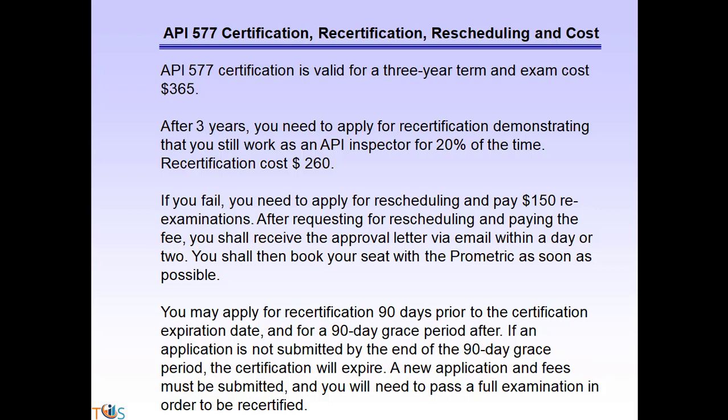After requesting rescheduling and paying the fee, you shall receive the approval letter via email within a day or two. You shall then book your seat with Prometric as soon as possible. You may apply for recertification 90 days prior to the certification expiration date, and for a 90-day grace period after. If an application is not submitted by the end of the 90-day grace period, the certification will expire. A new application and fees are required.